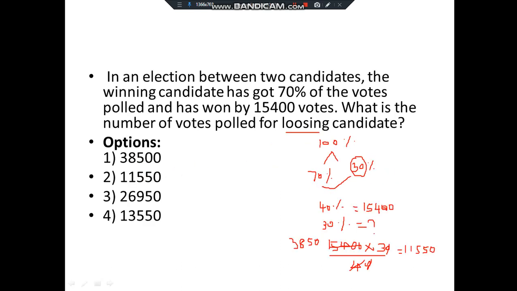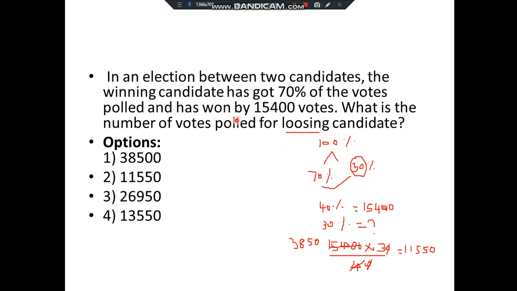Next question, in an election between two candidates, the winning candidate has got 70% of the votes polled and has won by 15,400 votes. What is the number of votes polled for the losing candidate? So it is an election based question, okay? So always we will keep the base as 100%, okay? In that 70% is obtained by the winning candidate. So obviously the losing candidate got 30% of votes, okay?